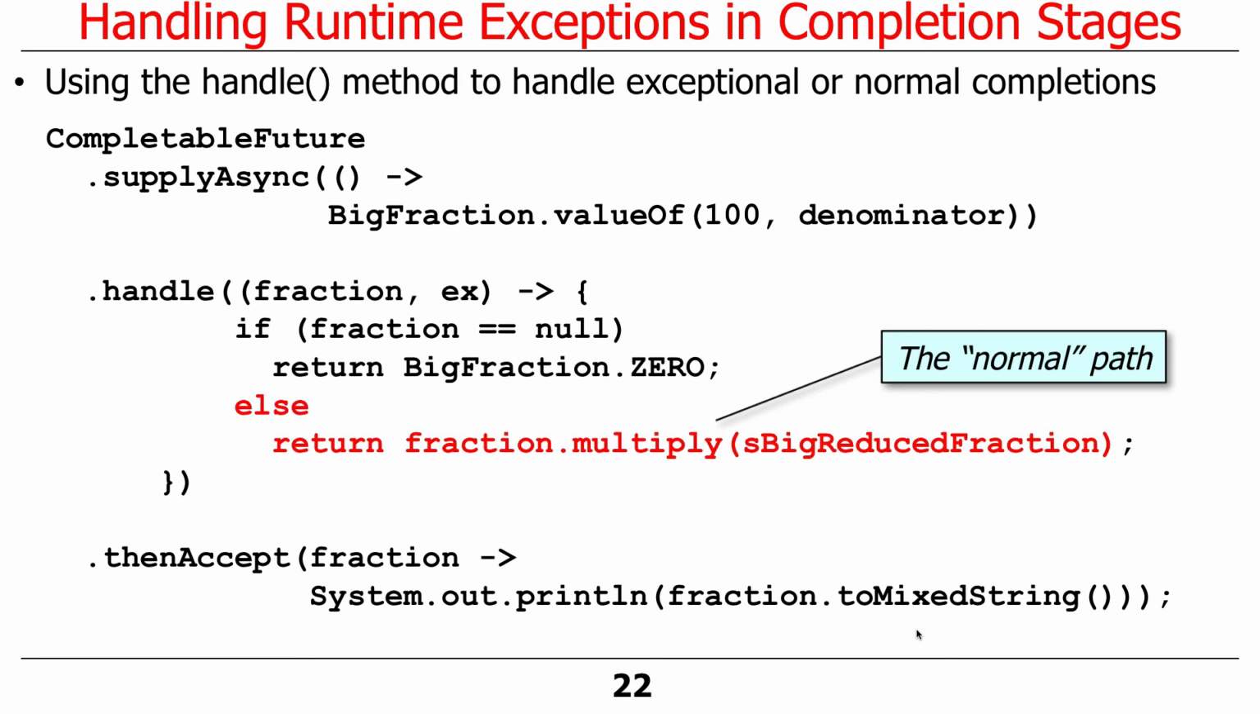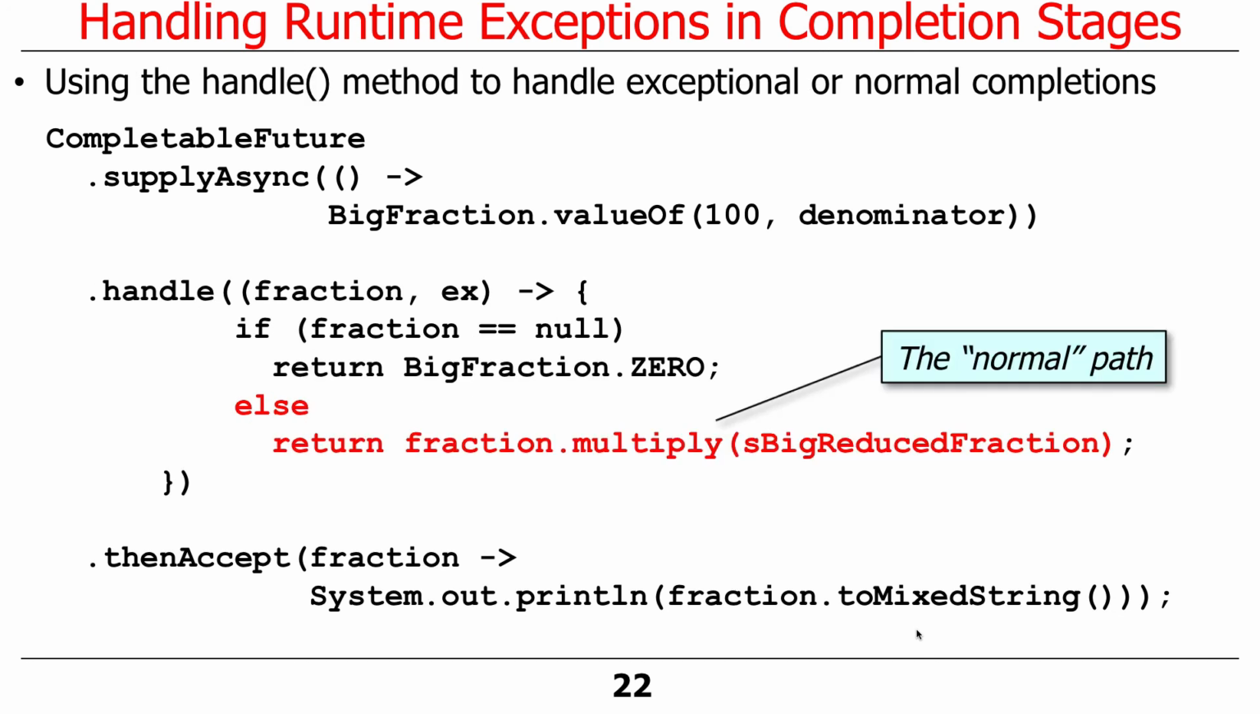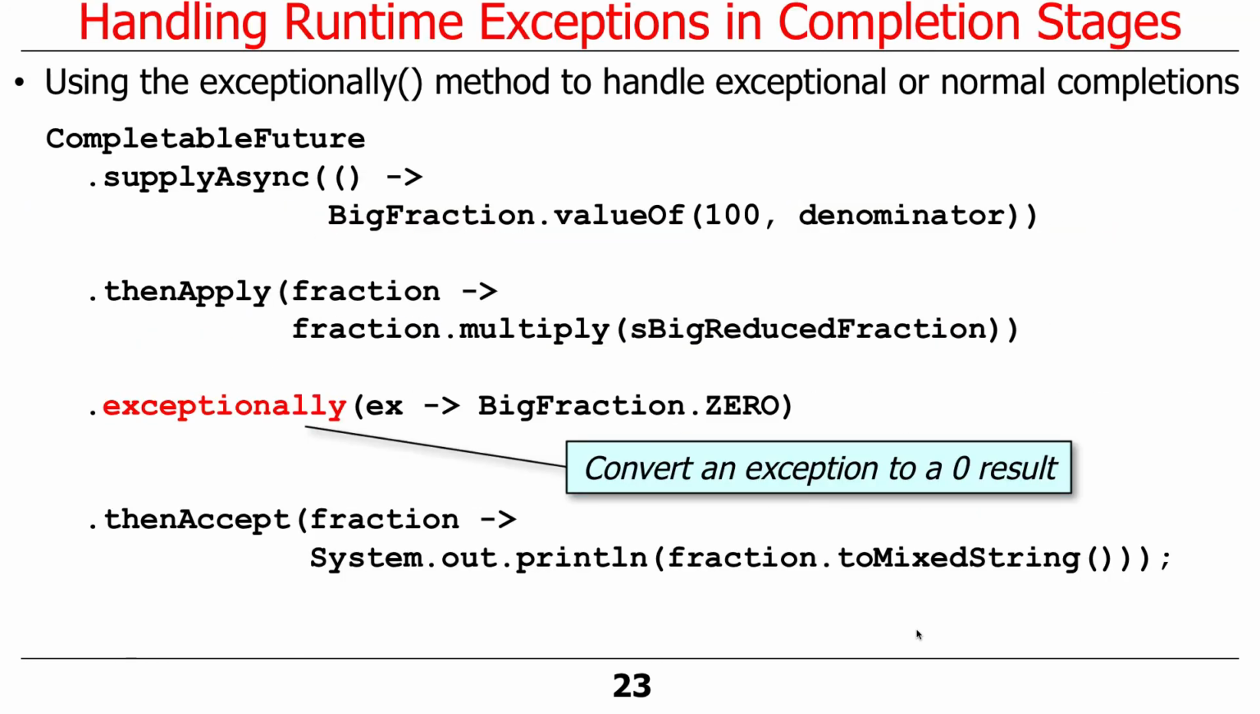Here's exceptionally. This is one that's just meant to handle exceptions, right? Handle will handle either exceptions or non-exceptions. You can handle both of them. It should have been called handle both. This just handles exceptions. So what you can see here is if an exception is not thrown, then apply will go ahead and do the multiplication, and exceptionally will be skipped. If an exception is thrown, then apply will be skipped, and exceptionally will be called, and in this case, we just return 0, right? We could have done something else. EX is the actual exception that occurred.